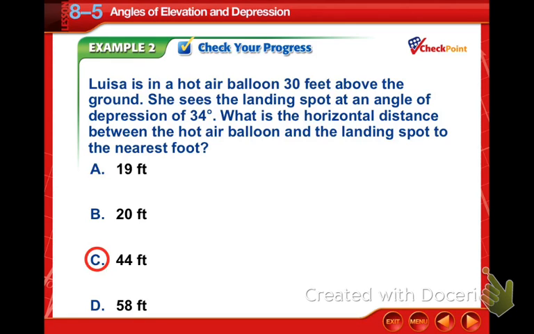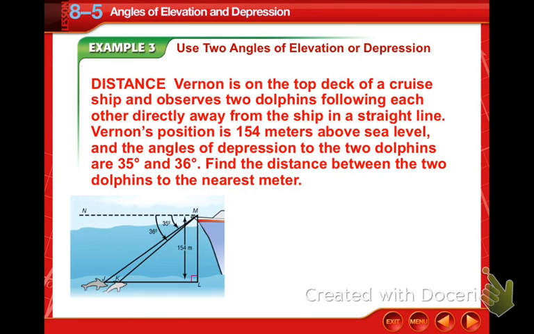So, alright. Now, I'm going to make this a bit more difficult. So now we got two angles of depression to see these two dolphins in the water from this boat. And the boat is 154 meters, that's really high, above sea level. So what we need to do is find the distance away for both of the dolphins and then subtract to find the difference between them, because we're trying to find out how close they are to each other.